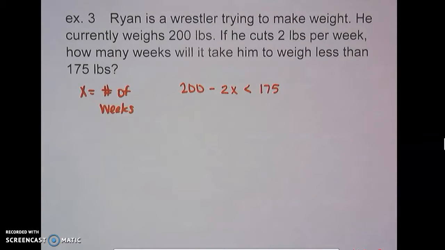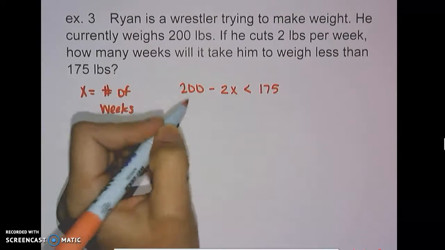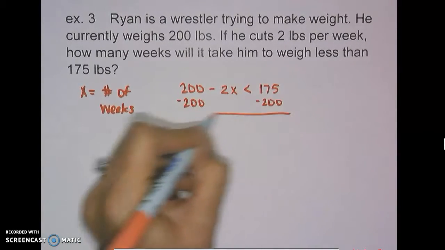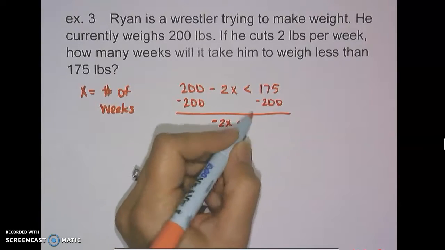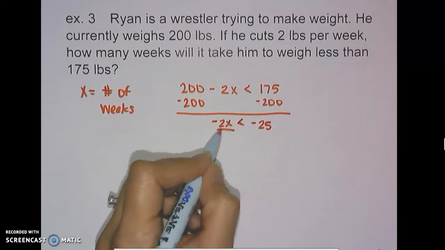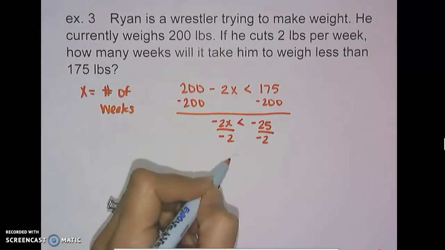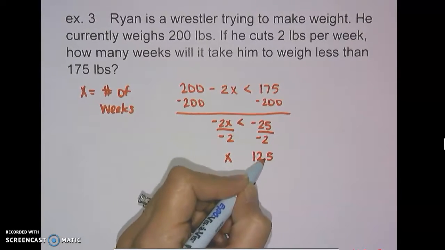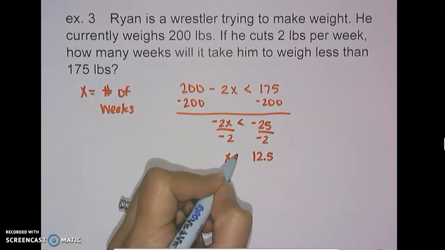Do we want it to be equal to for this question? No, because it says less than. Okay. It didn't say a maximum of 175 pounds. It says that it wants to be less than 175 pounds. So here we go. We're going to solve. So we're going to subtract 200 from both sides. Negative 2x is going to be less than negative 25. Dividing by negative 2, we get x. We get 12.5. Remember, we divided by a negative, so we need to make sure that we're switching our sign.